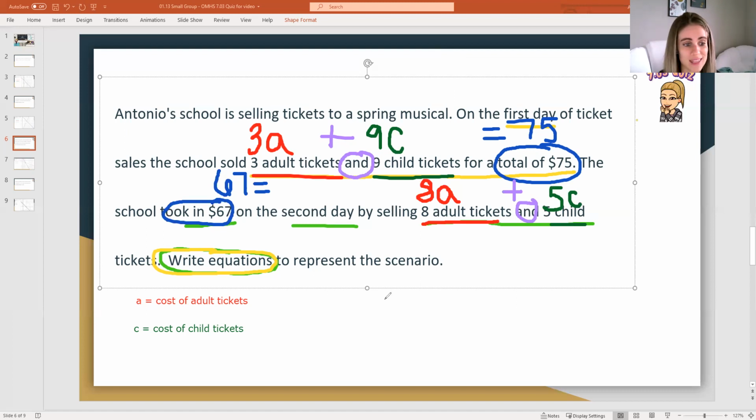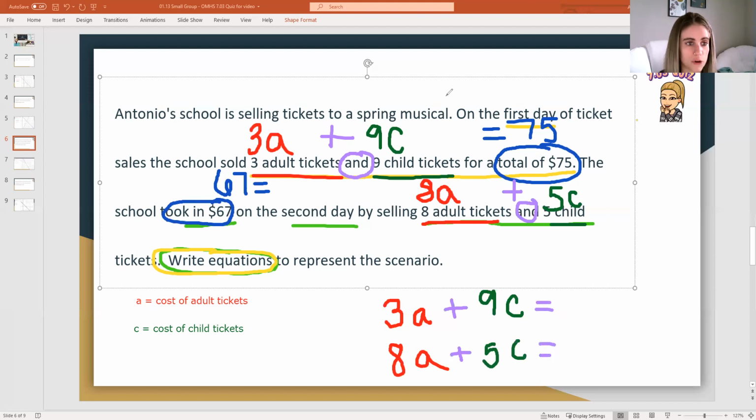All right, let's rewrite these so that it's a little bit clearer. But here we have our 2 equations. And if you were being asked to solve them, you could solve them to figure out how much those tickets cost for both adults and children. All right, there we go. Let's clear this and check out the graph.